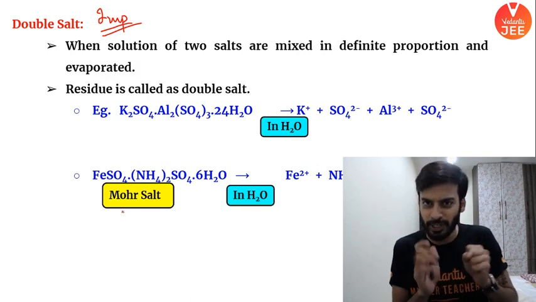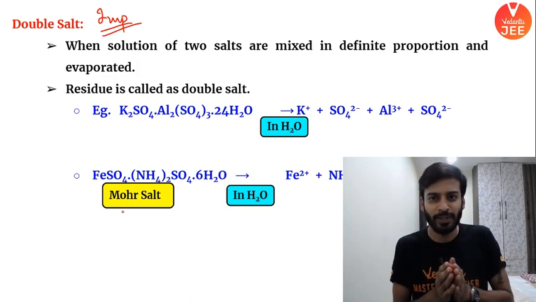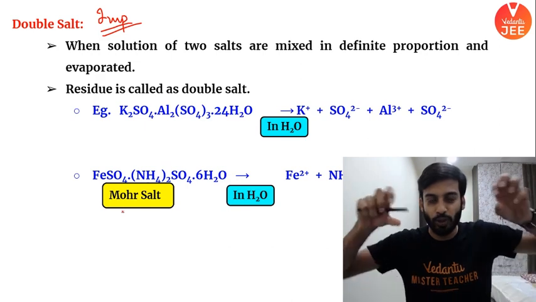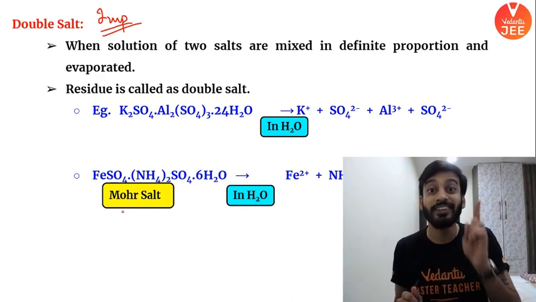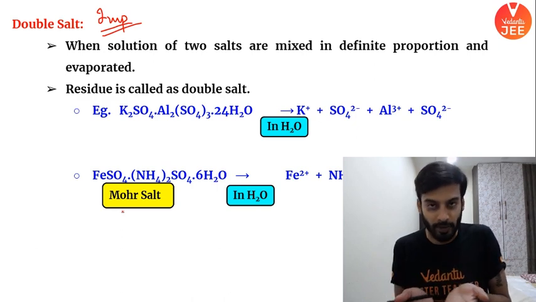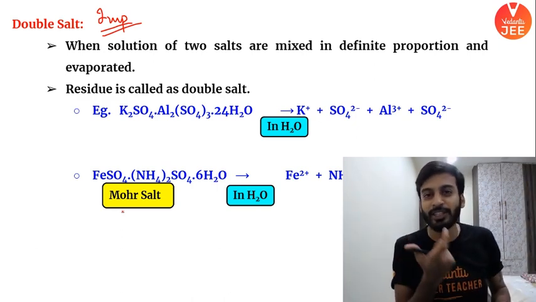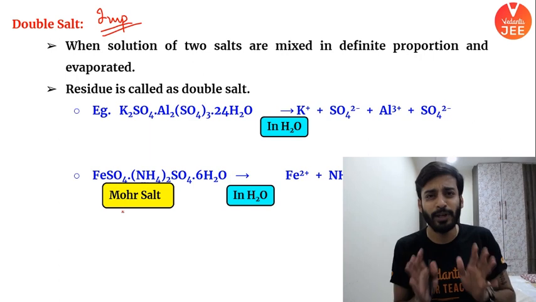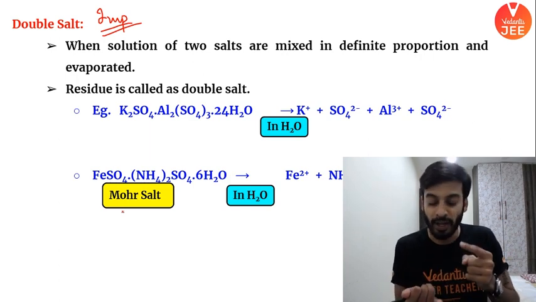Now this residue, the interesting part, is what you are getting as a double salt. Whatever salts you are mixing, you are mixing them in a definite proportion and evaporating all the solvent. The residue is called a double salt. Beautiful double salt. Some examples are Mohr salt and potash alum.